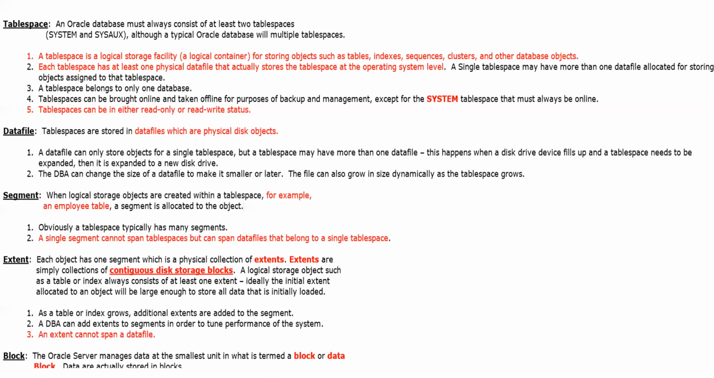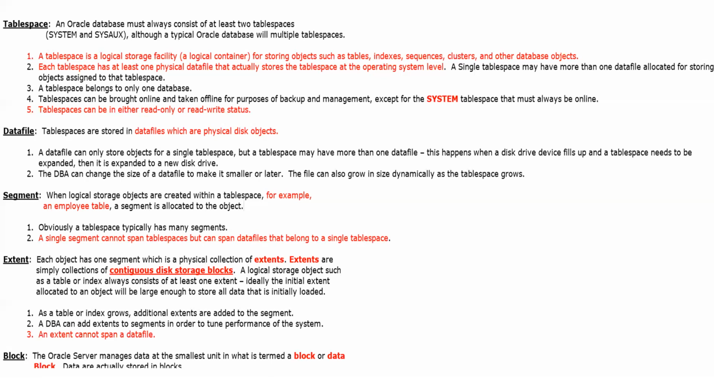Coming to an object, extent. Each object has one segment, which is a physical collection of extents. Extents are simply a collection of continuous disk storage blocks. When a table or an index grows, additional extents are added to your segments.